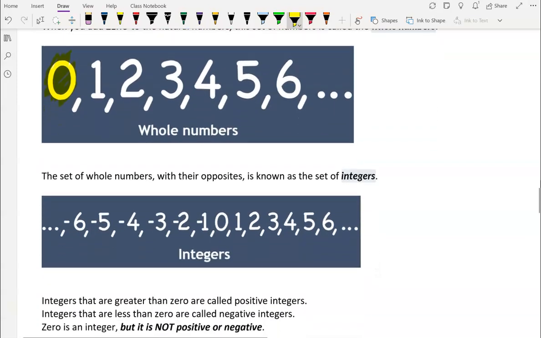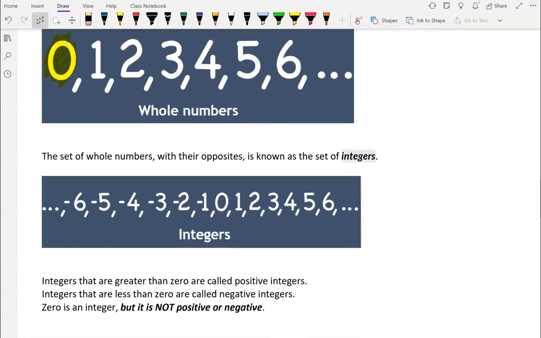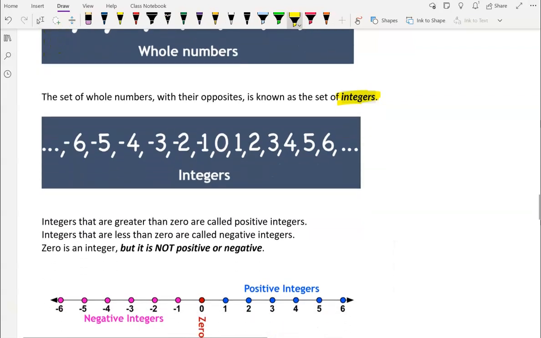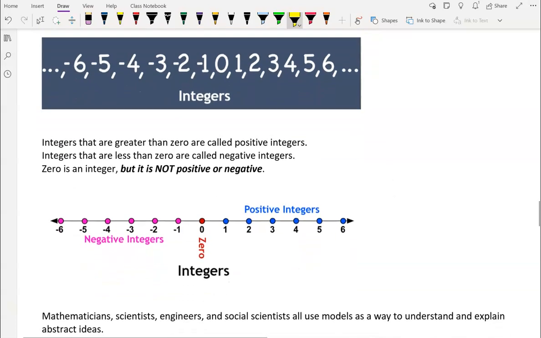Now, if you take the whole numbers and all their opposites, that's the set of integers. Now, integers that are greater than 0 are called positive integers, and integers that are less than 0 are called negative integers. 0 is an integer, but it's not positive and it's not negative. It's what splits the positive and negative integers.